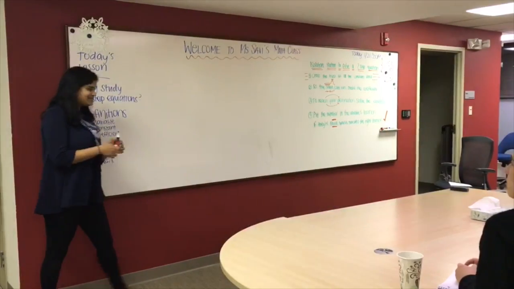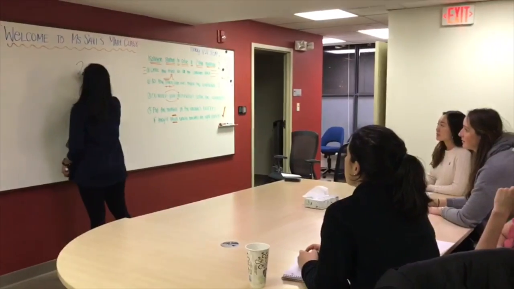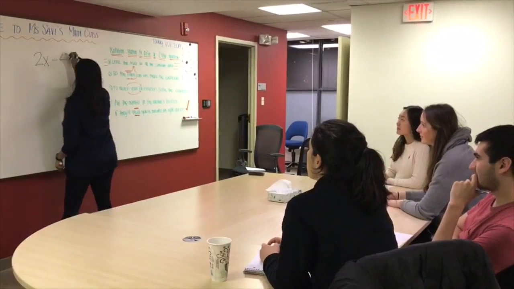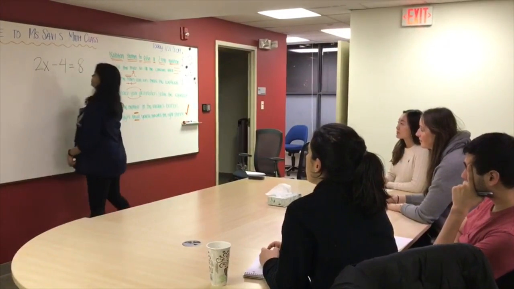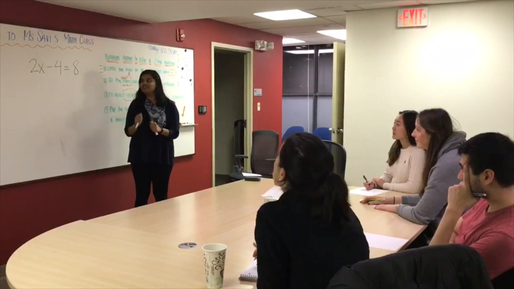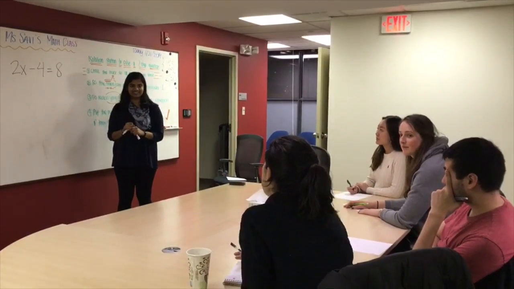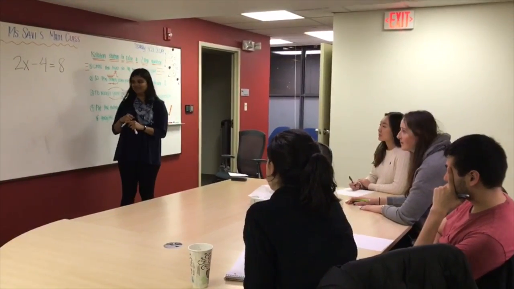Coefficient, so let's go into some examples. First, I want to start off by putting up this equation on the board: 2x minus 4 equals 8. Michelle, can you tell me what the variable is in this equation? The variable would be the letter, so x.